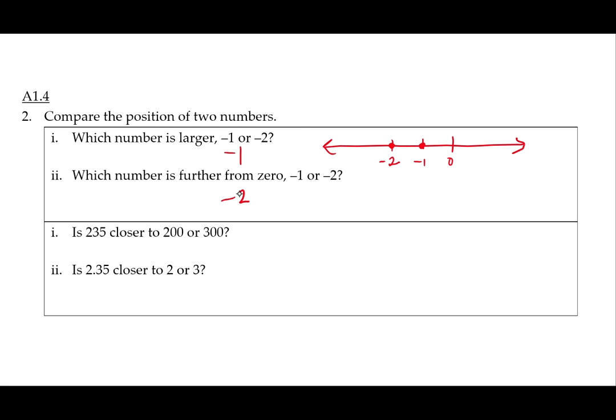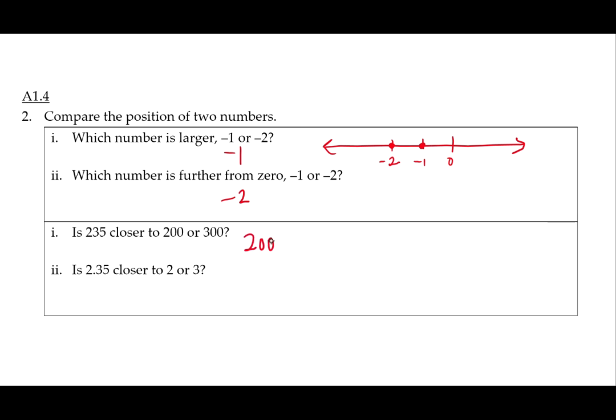Let's look at another way that we can ask a question about comparing the position of two numbers. Is 235 closer to 200 or 300? Now, if you think about this in money, it usually is much more intuitive to students. If I have $235 and I am trying to save up for something that costs $300, well, I know that 235 is closer to 200. I more recently reached $200 than I will get to $300. So I'm closer to 200.